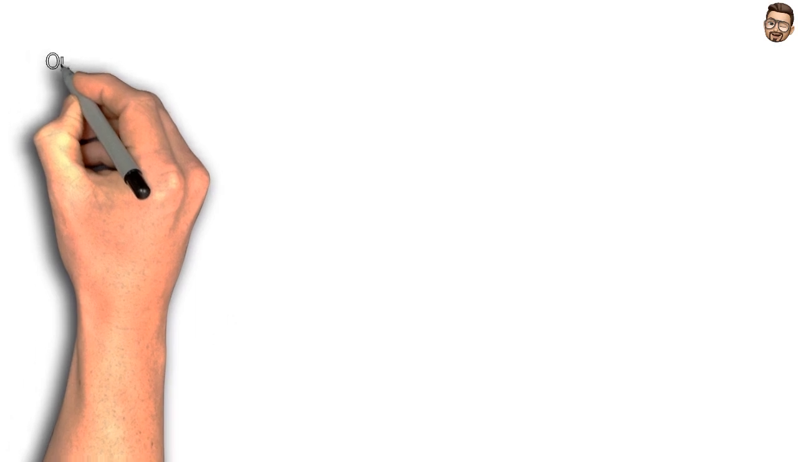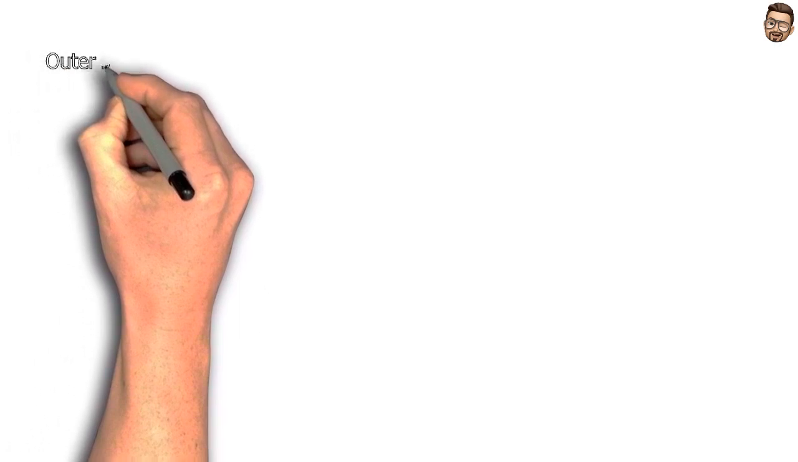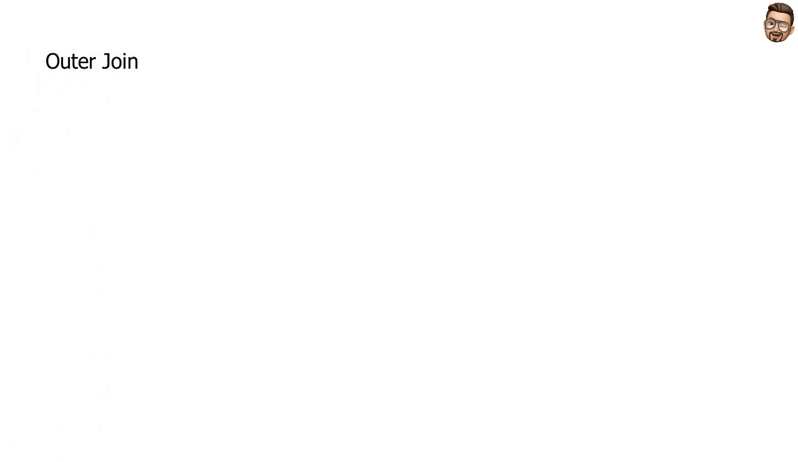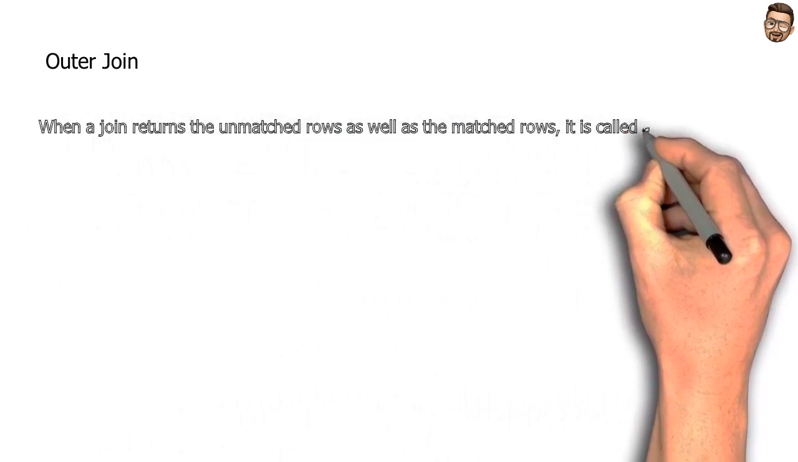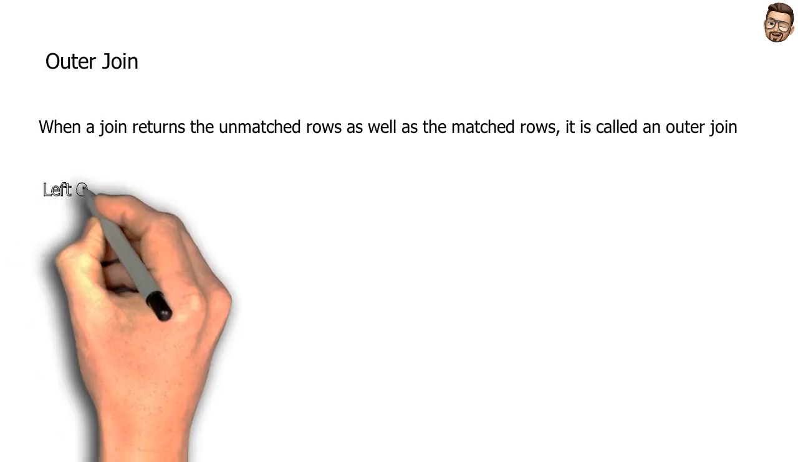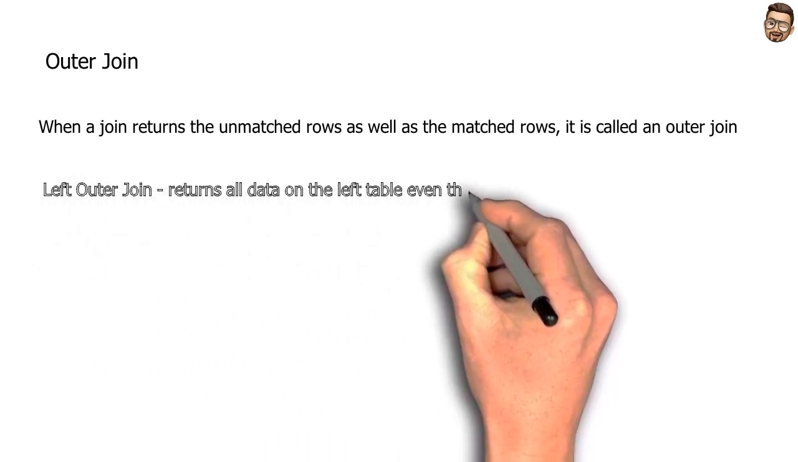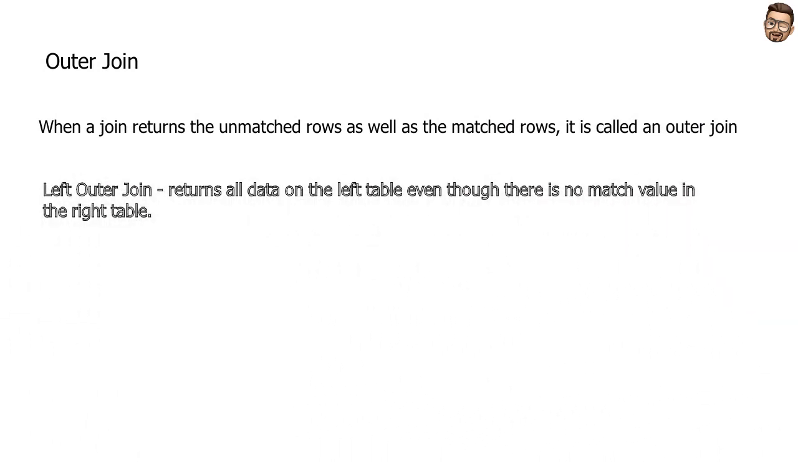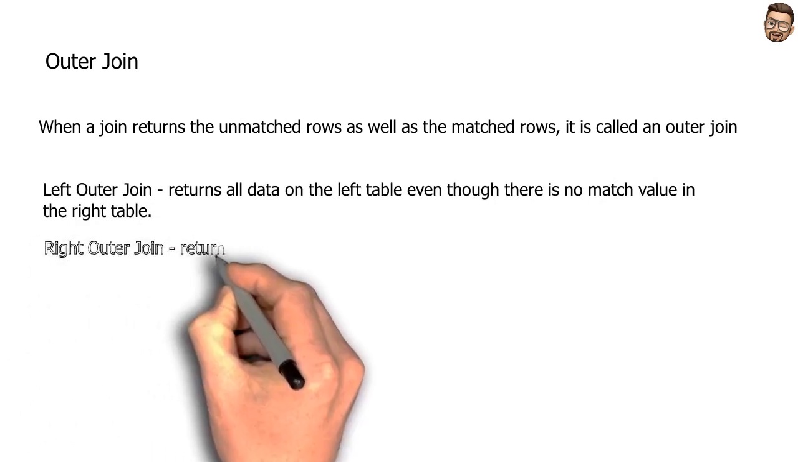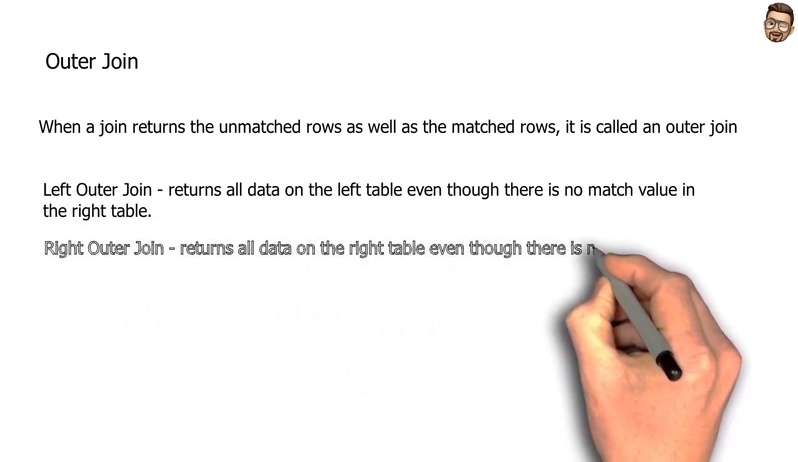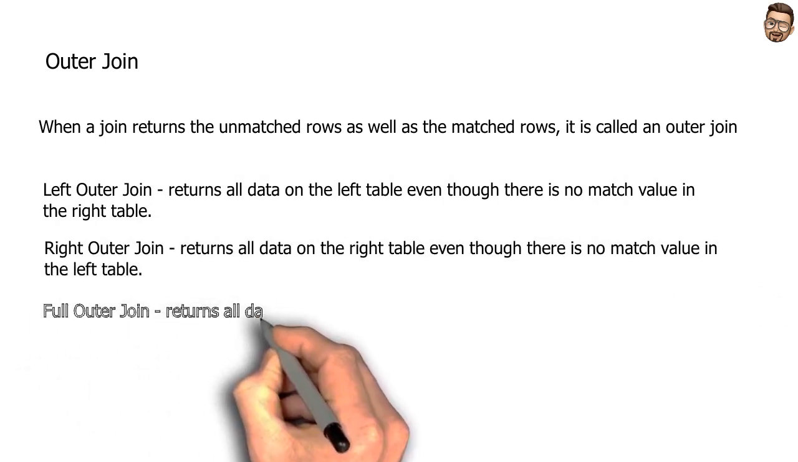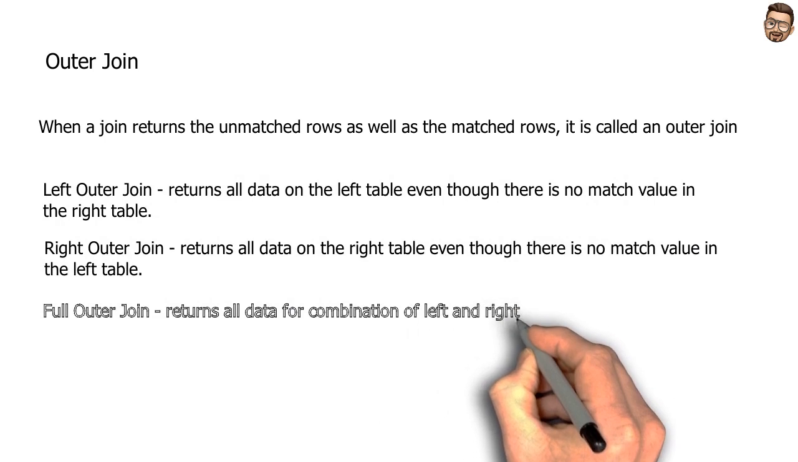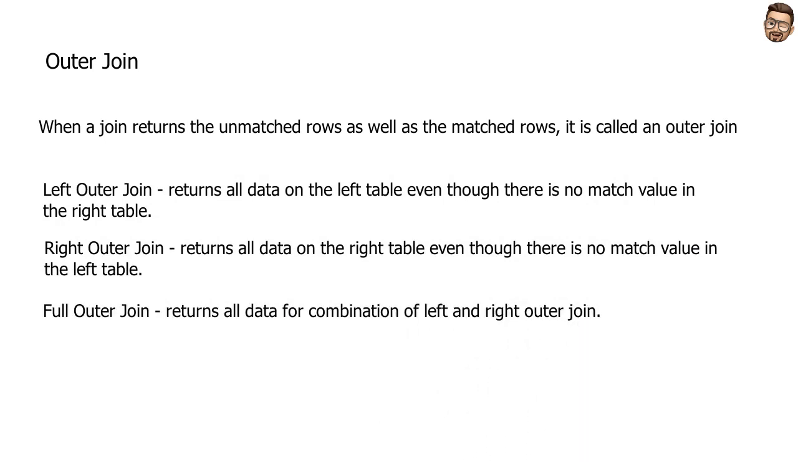If we take a look here, we have three different types of outer join. The first one is left outer join. What does left outer join mean? It will return all data on the left table even though there is no matching value in the right table. The second one is right outer join, which returns all data on the right table even though there is no matching value in the left table. And full outer join returns all data, a combination of left and right outer join.